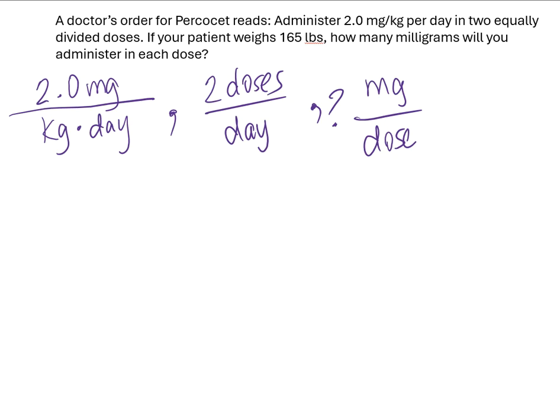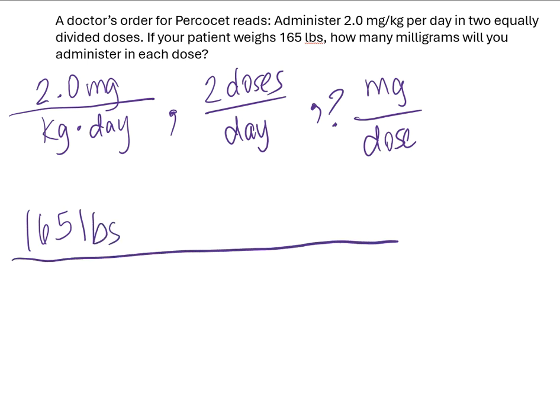So again, when you're carrying out dosage calculations, you're either starting with the dose if it is not weight dependent. If it is weight dependent, then that means you're starting with the weight, because depending on that weight, that will determine the exact dose. So in this case, it is dependent on the weight. So we have to start with that weight. So the person weighs 165 pounds.